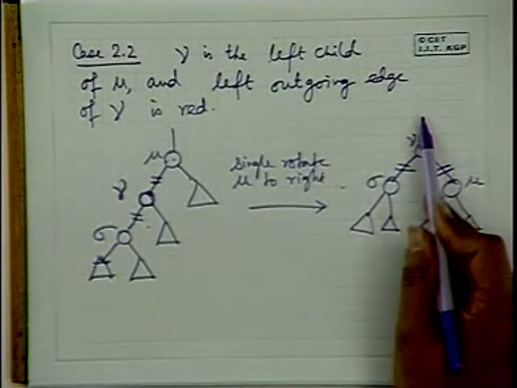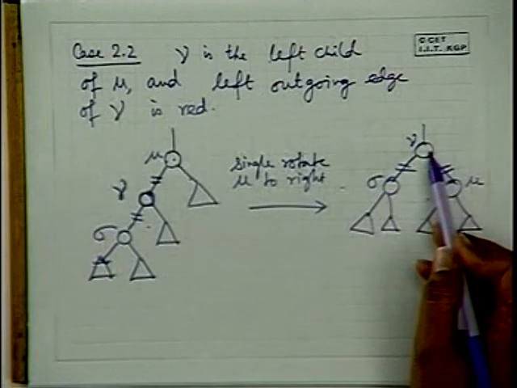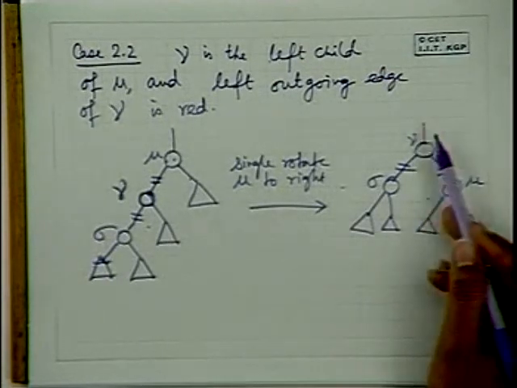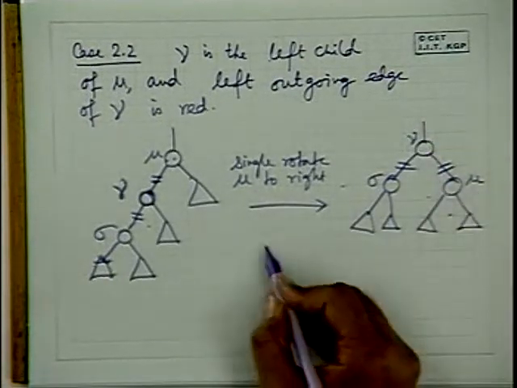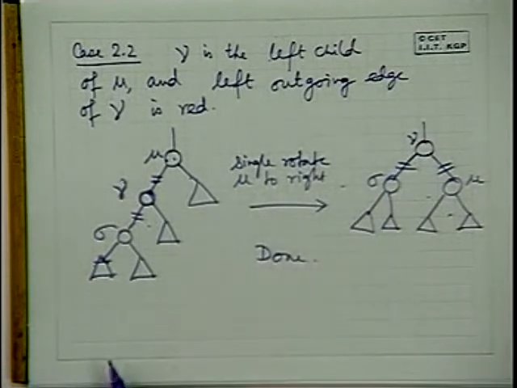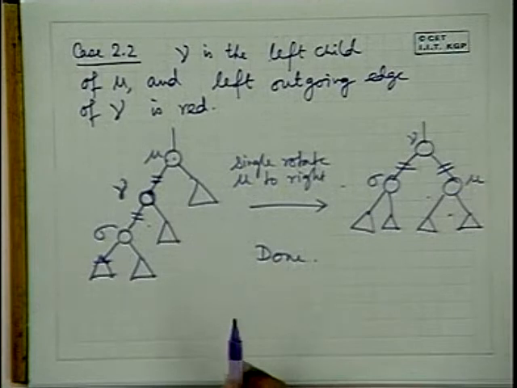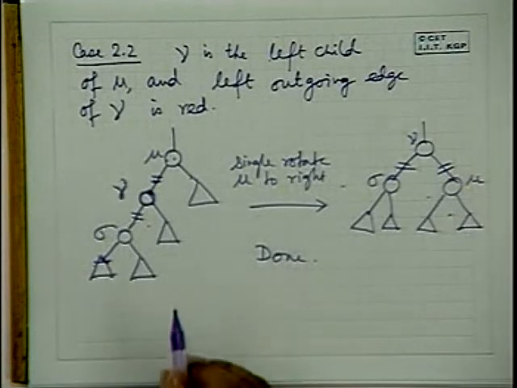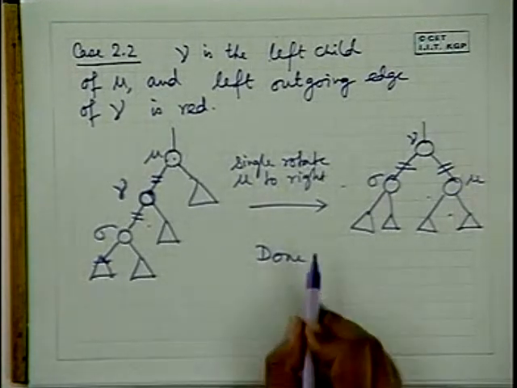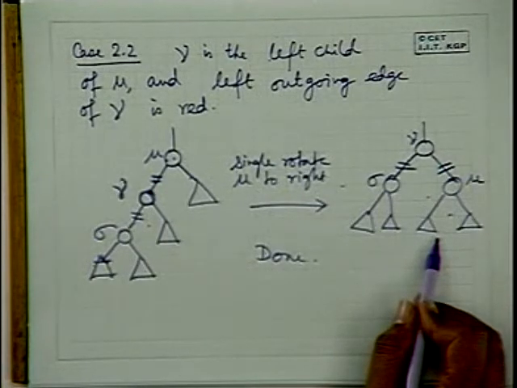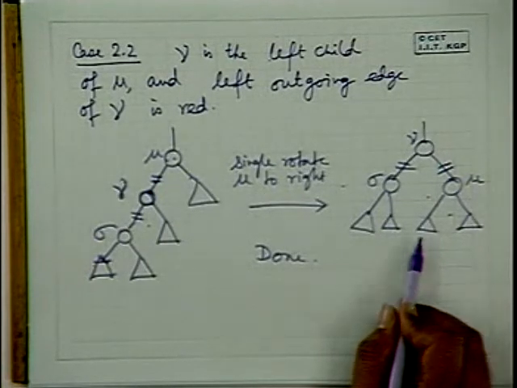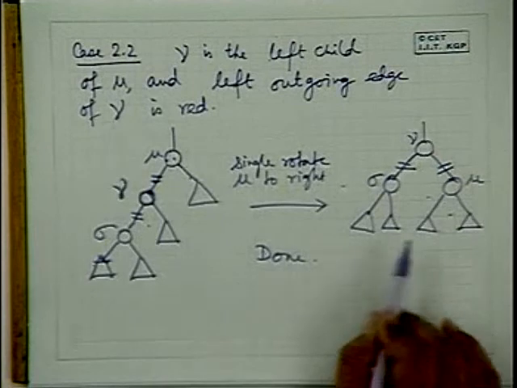We don't have to go back anymore because we didn't have to do anything to the parent of this remaining black. So you are done. In this case, we don't have to go up. But one needs to verify all this very carefully. You go back home and verify all this carefully, why it is okay. I'm just giving you the major ideas here.